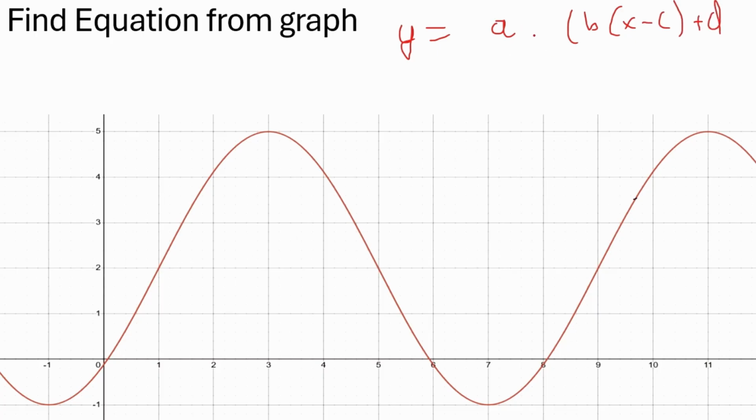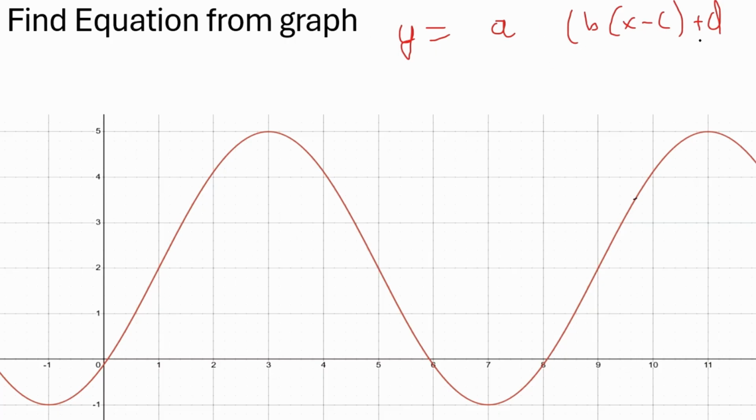In here you can write sine, you can write cos, you can write negative sine, you can write anything. I'll come to that point again, but it all depends on your starting point.